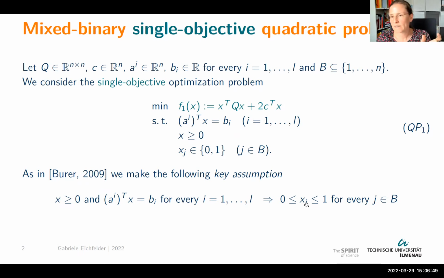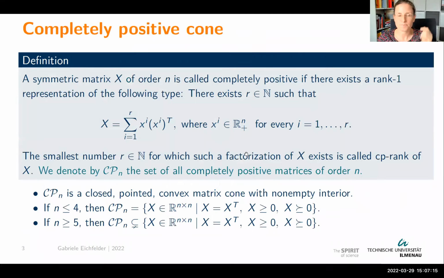And in case you do not have this satisfied in your original problem, you just need to add additional inequalities. Then you have to transform those to equality constraints. So you will need a few more variables, but then you can easily ensure that this assumption is satisfied. Just to let you know, we need this in the beginning, and to reformulate it might add additional variables. That's all.